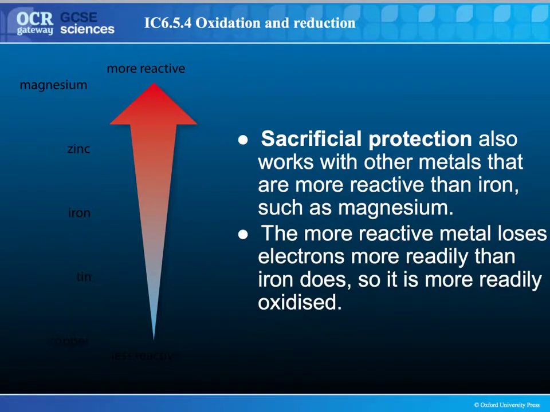Sacrificial protection only works when you have a more reactive metal, here's the zinc, attached to a less reactive metal, here's the iron. The more reactive metal will lose its electrons more readily than the less reactive metal, in effect protecting the less reactive metal. That's why it's called sacrificial protection, because the more reactive metal sacrifices itself for the less reactive metal.